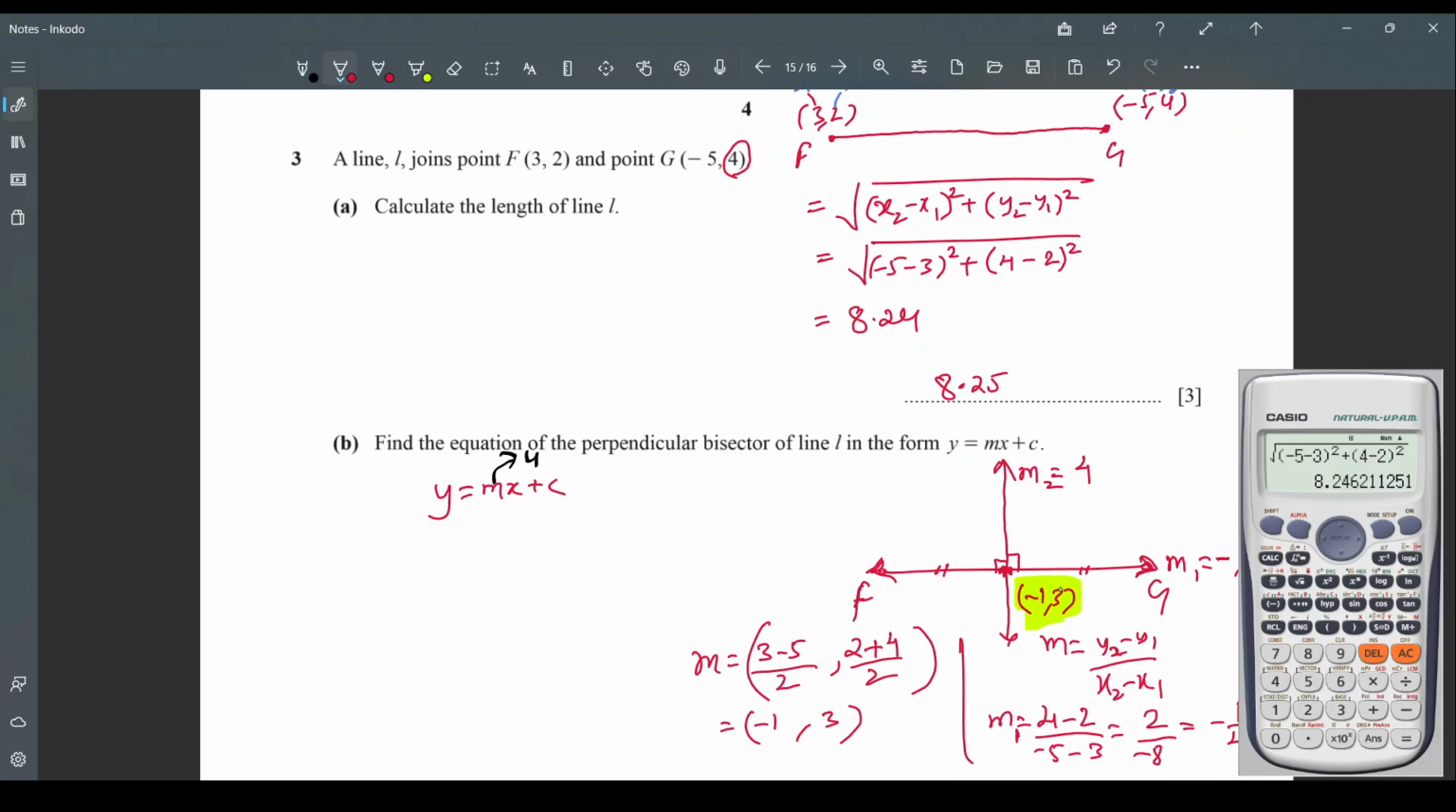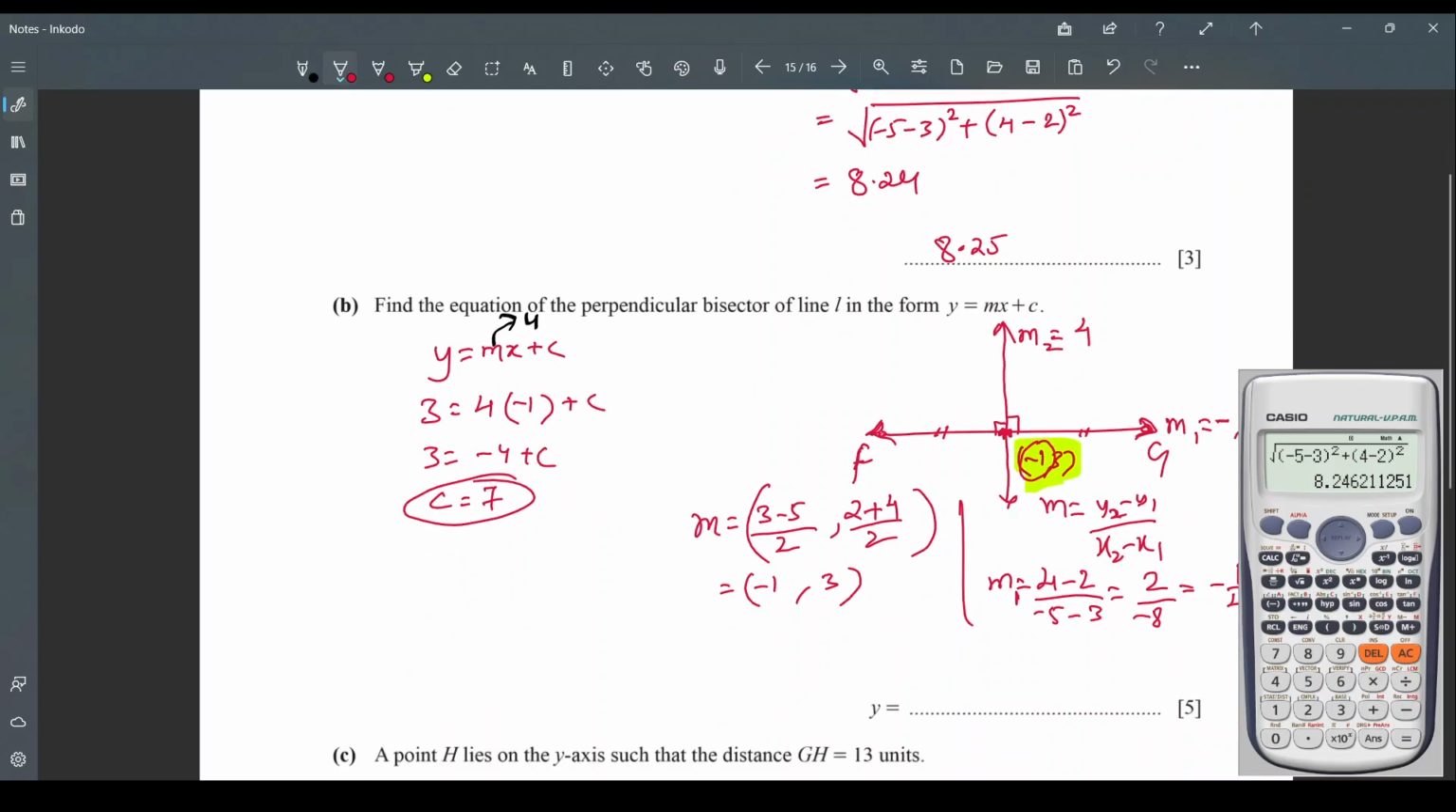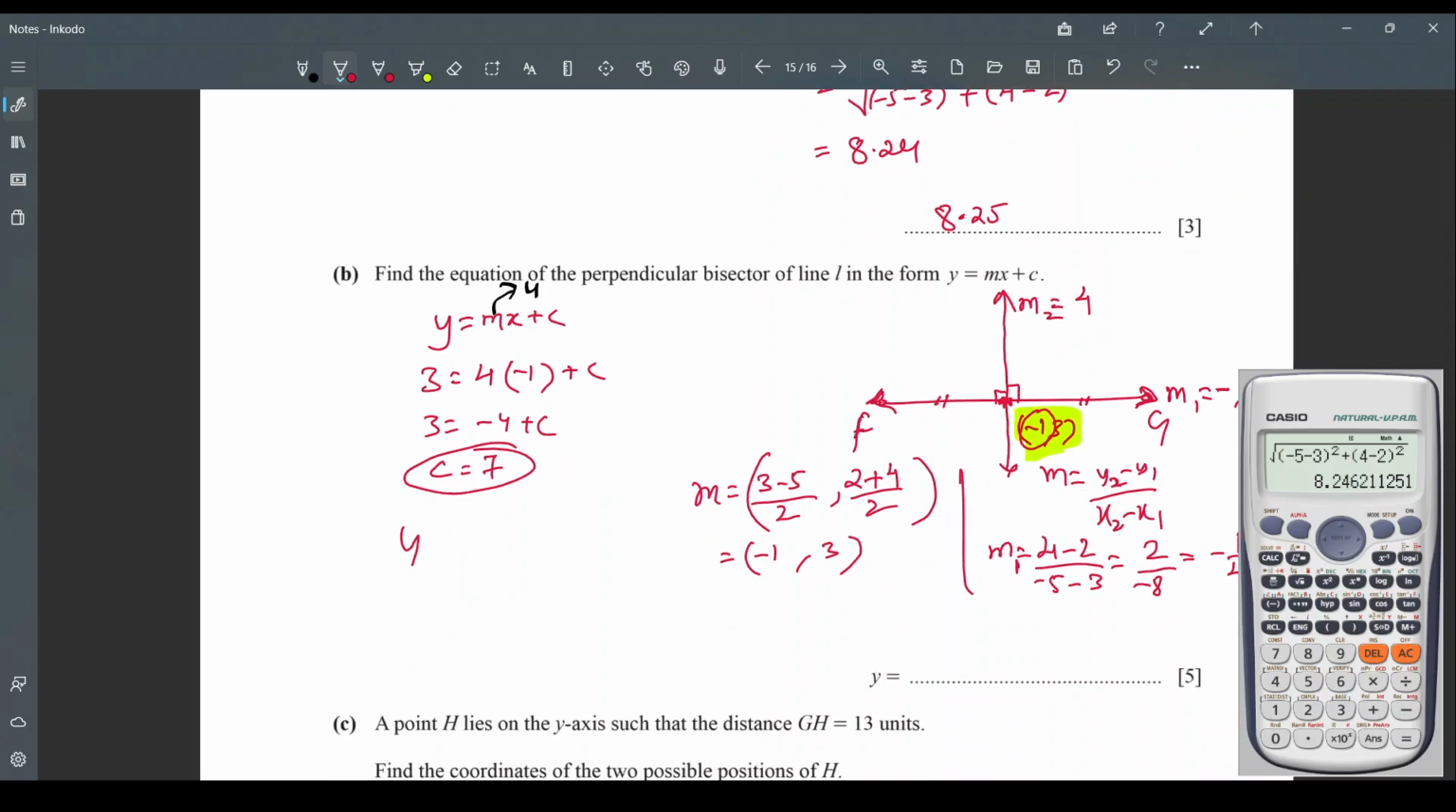So y is equal to 3, this is y, so we can put y as 3 and m as 4 and x as minus 1 from this point, plus c. We can find out the value of c, so this gives you minus 4 plus c, so c will be equal to 7. So finally we come to know that y equals 4x plus 7. So this is your final answer, 4x plus 7.